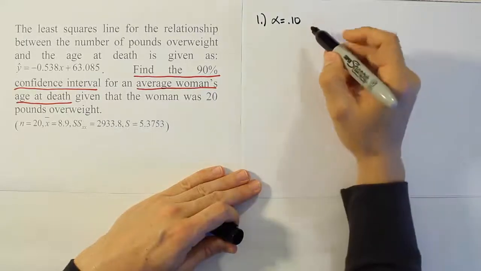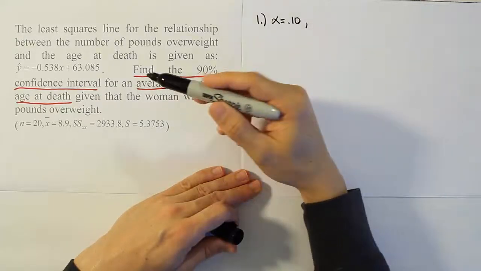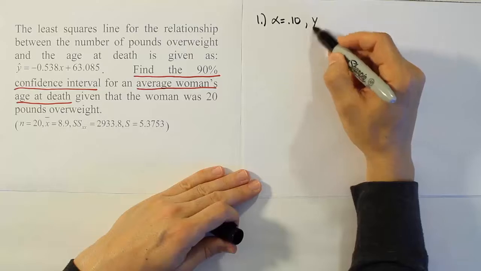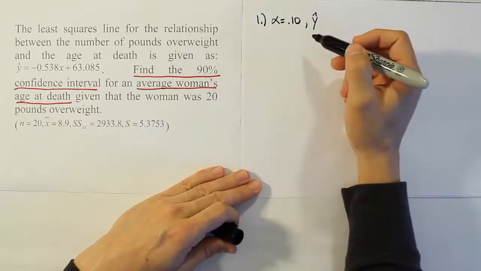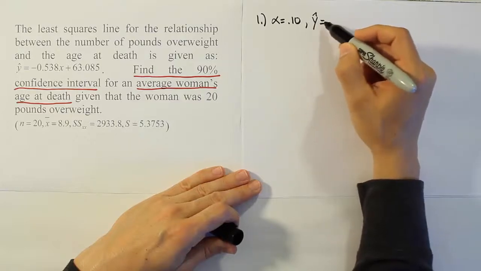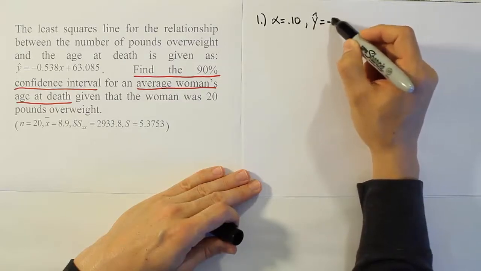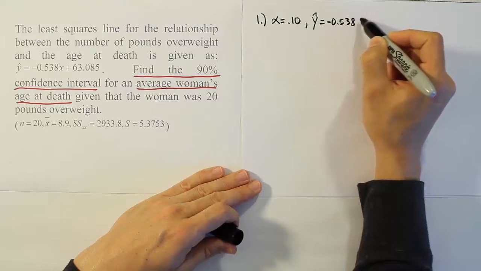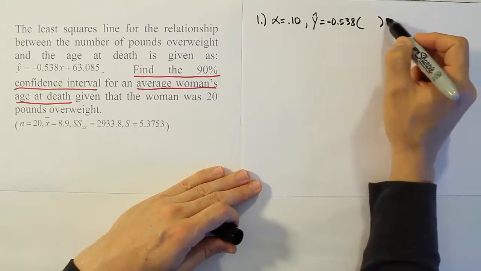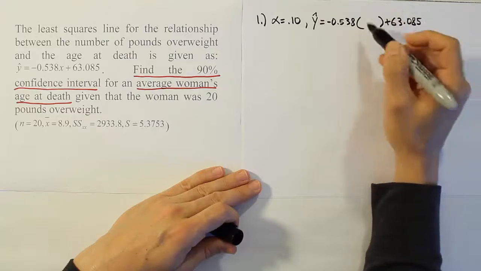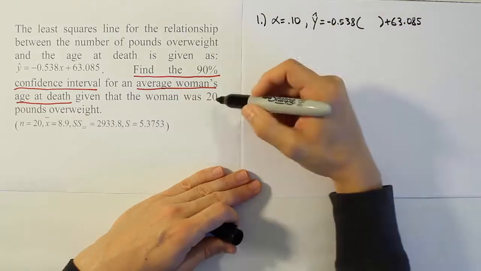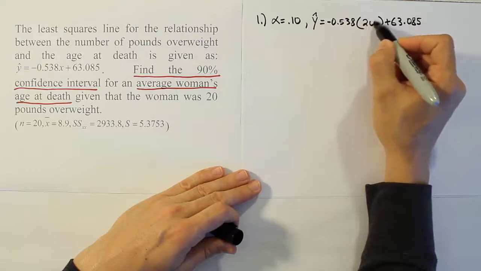The next thing I want to do is take the equation they gave us, write it down, and fill in the x value that they provided so that we can get the point estimator for our problem. So I'm going to write minus 0.538 for x, plus 63.085. And in that space, I'm going to put the woman's amount of weight overweight. She was 20 pounds overweight.